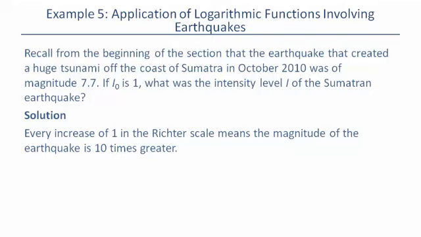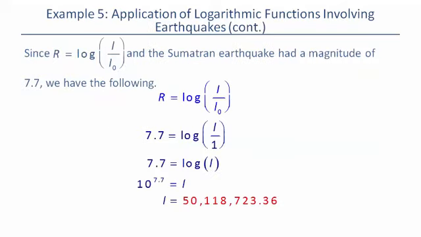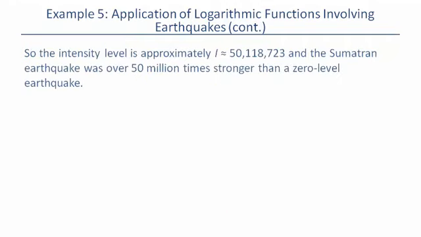Now, there was a very large earthquake back in 2010 that was off the coast of Sumatra, did a lot of damage, and it was a magnitude 7.7. If I sub 0 is thought of as just being 1, which is what it is, then we can figure out the intensity level of a 7.7 earthquake. Because remember, it increases by a power of 10 each time. So this is basically 10 to the 7.7 times stronger, 50 million times stronger. That's the magnitude. Yikes.